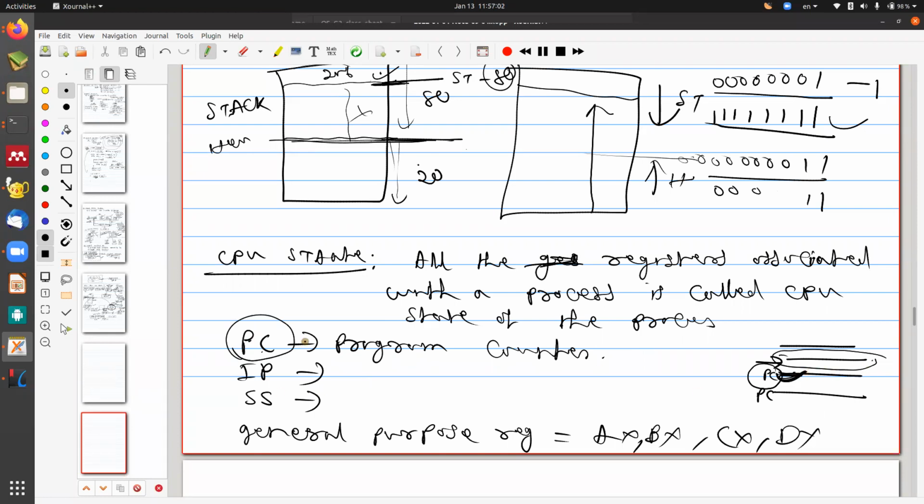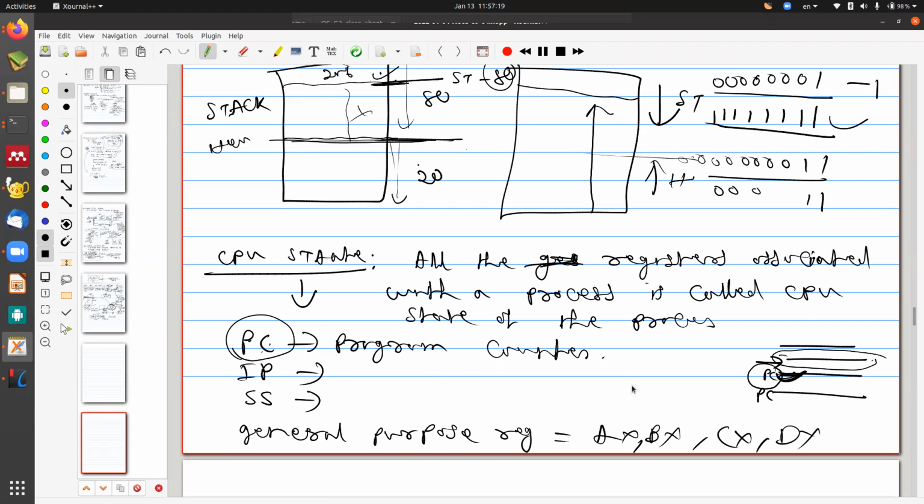So all such registers remember things related to a program when it gets executed; that program's related things will be kept inside them. The moment the CPU changes from one program to another program, immediately your register values get changed.